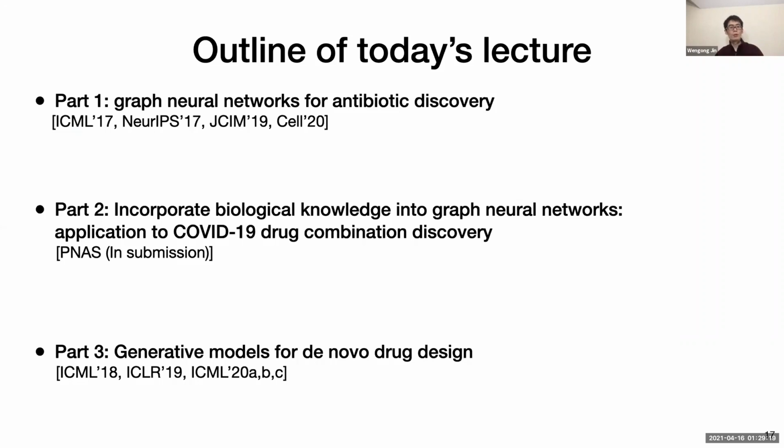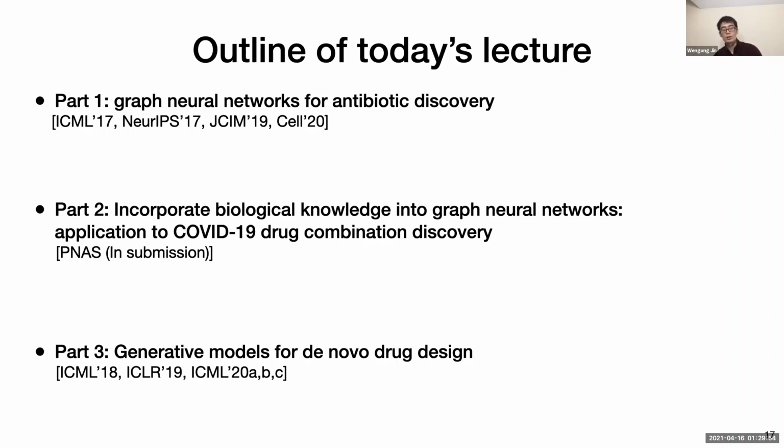And today I would like to give you three case studies on what sort of techniques, what graph neural networks are, and how to use them to discover new antibiotics or COVID-19 drug combinations. There are a lot of topics that I feel are important, for example, how we can incorporate biological knowledge into these neural network architectures, and also how to do graph generation.